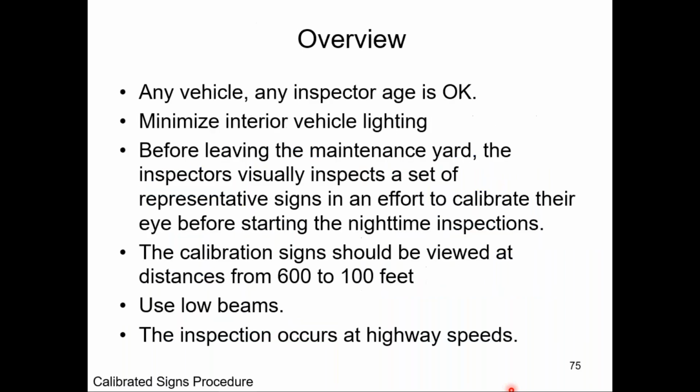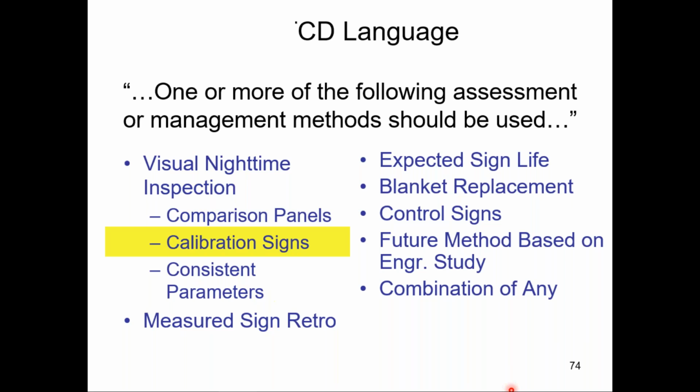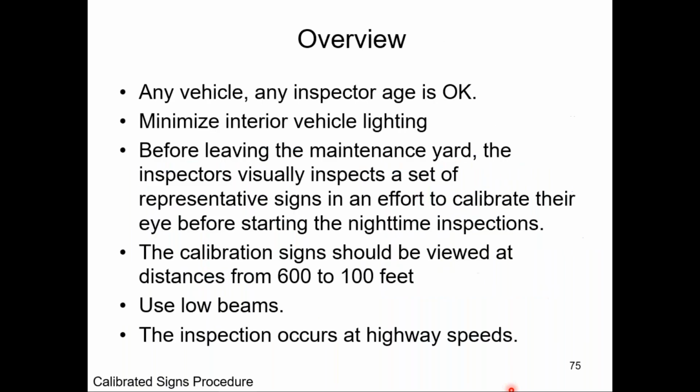You can use any vehicle, any age inspector, but the way this works, before leaving, say, the maintenance yard, your facility, the inspector visually inspects a set of representative signs. Let me back up here. Like these. This is a setup for an agency's calibrated sign procedure. What we're seeing is the inspector has stopped the vehicle at night and is spending a few minutes looking at those calibrated signs to, quote, calibrate their eyes, if you will, before they start the inspection.